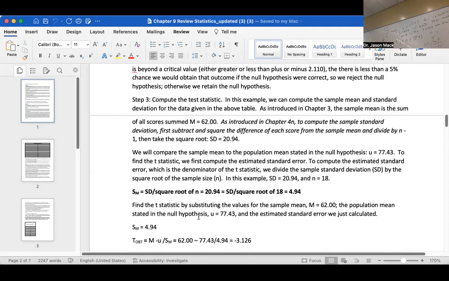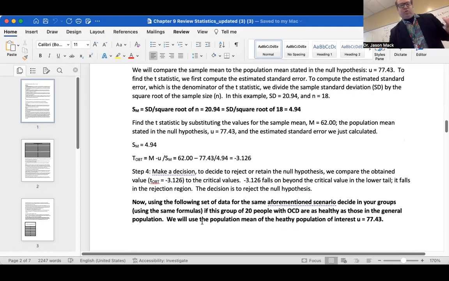To find the t statistic, we first compute the estimated standard error. To compute the standard error, which is the denominator of the t statistic, we divide the sample standard deviation by the square root of the sample size n. In this example, the standard deviation is 20.94 and n is equal to 18. So standard deviation divided by the square root of 18 is 4.94. Does that make sense? You can certainly check my math. The formula is absolutely correct.